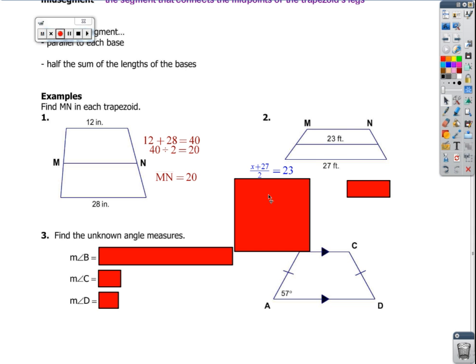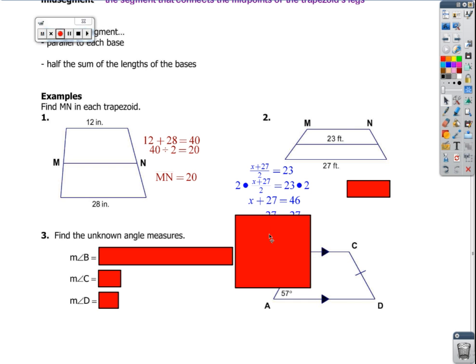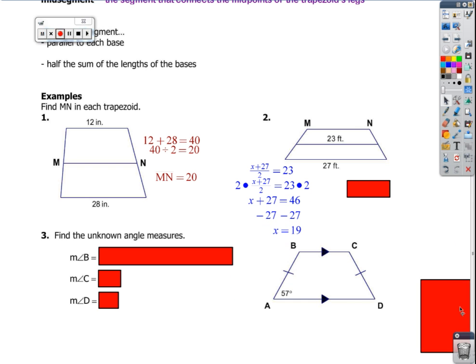So I can set up an equation of (x plus 27) divided by 2 equals 23. If I multiply by 2 on both sides, then I go ahead and subtract 27, I will get x equaling 19, meaning that MN equals 19.